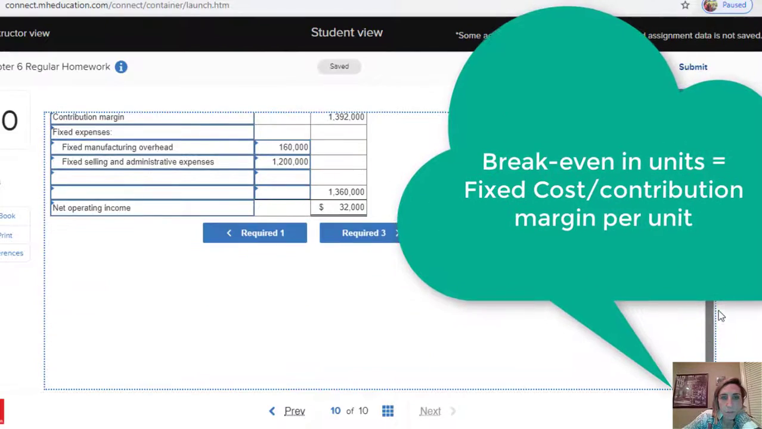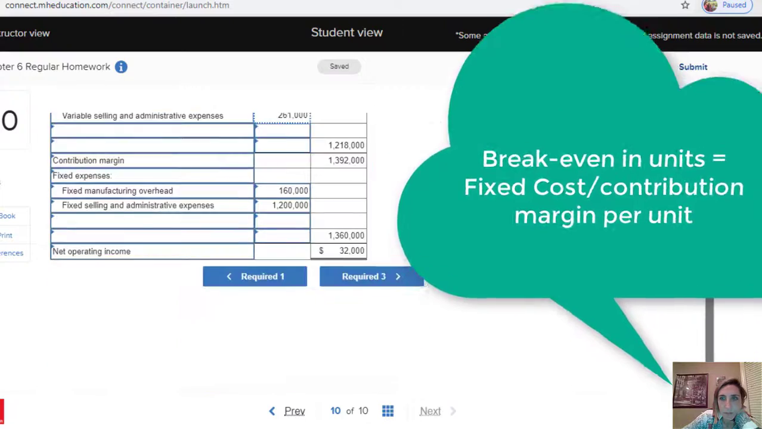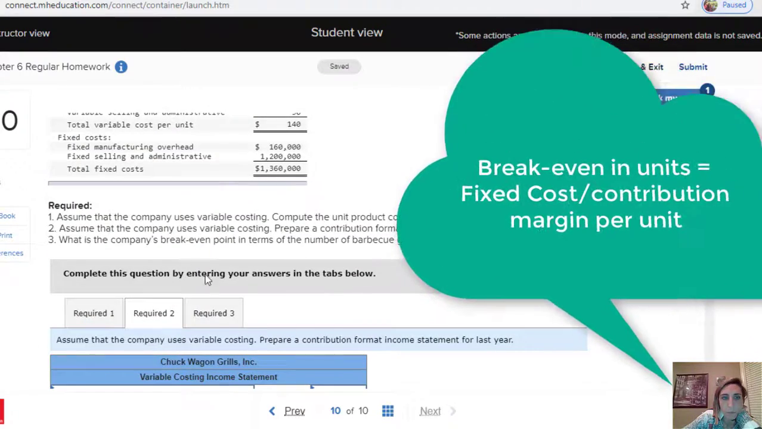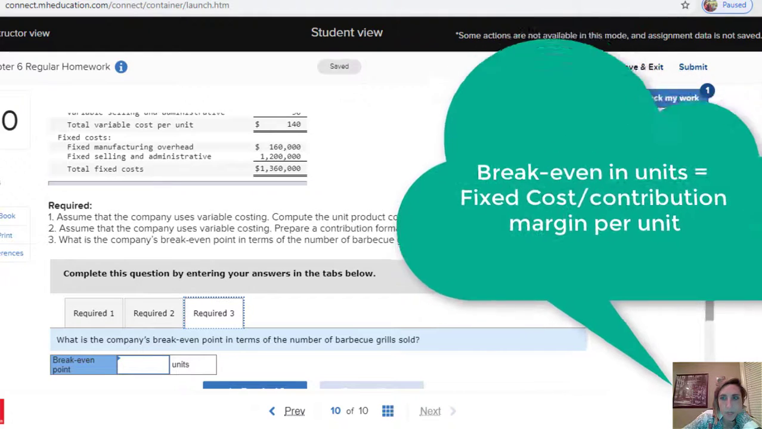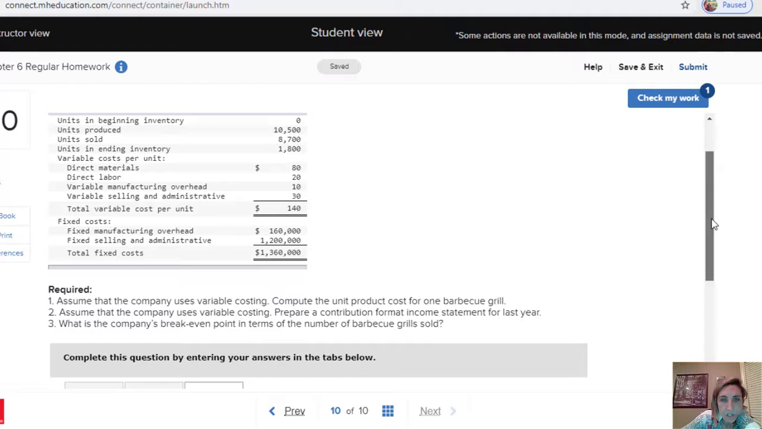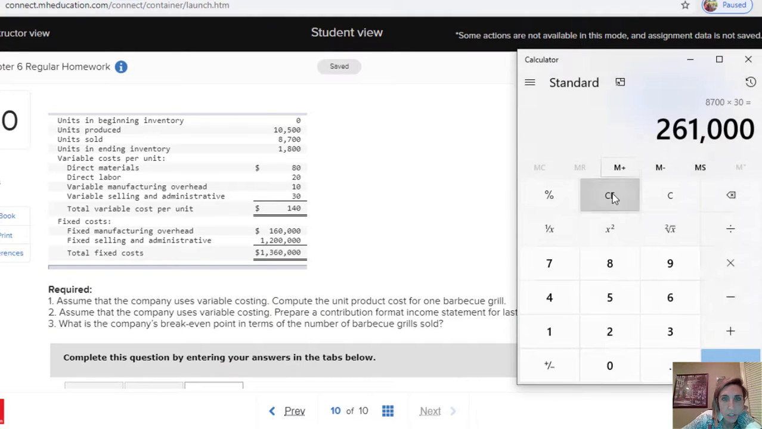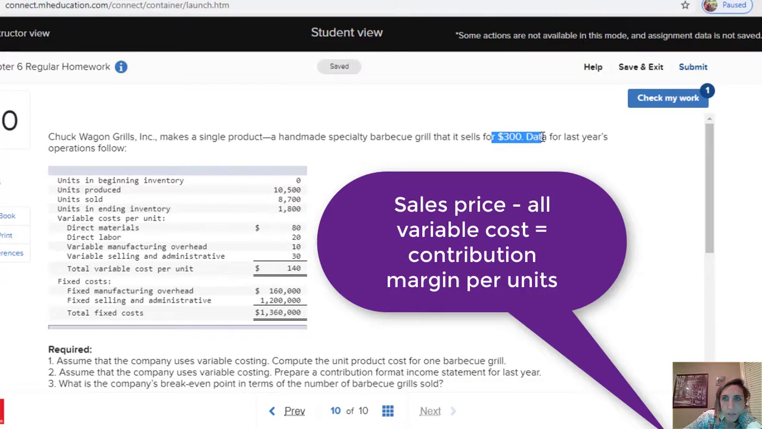So then on the final requirement of this problem, it has me calculate requirement 3, break even, in terms of the number of barbecues sold. The calculation for break even in units is the fixed cost divided by the contribution margin per unit. So your contribution margin per unit is the selling price given at the very first part of the problem. I'll scroll up so you can see where I got that $300. Right up here it says 300.